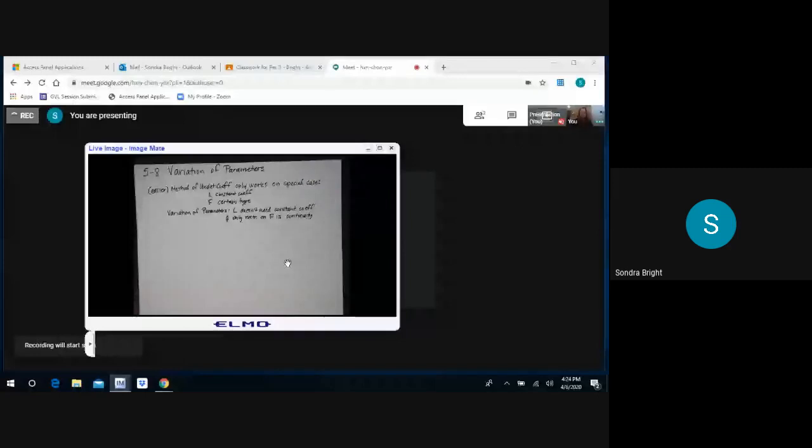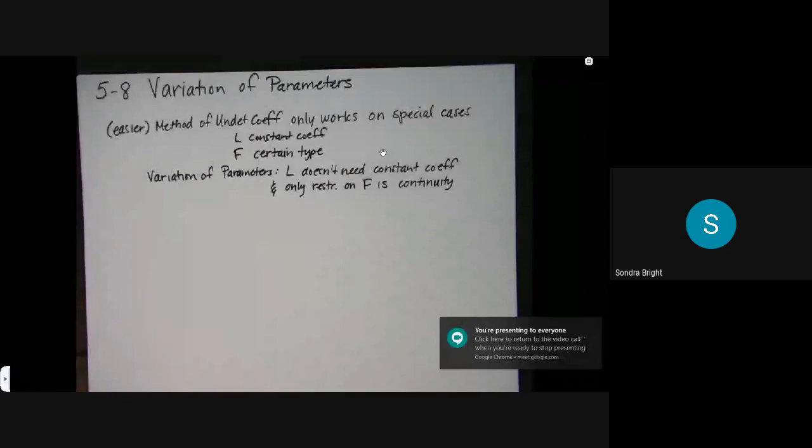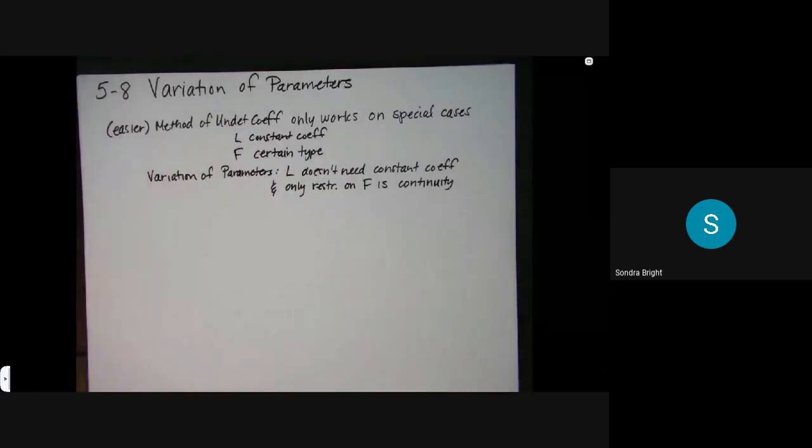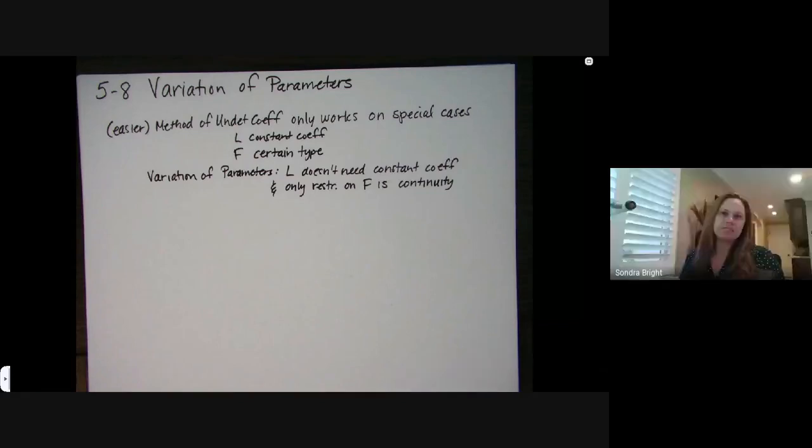All right, today we're going to talk about variation of parameters. The last lesson we did was the method of undetermined coefficients, and it's fabulous, except that it only works on special cases. First of all, your L has to be all constant coefficients, can't be any functions, and F had to be a certain type. I listed those types in that last lesson on 5.7. Variation of parameters has fewer restrictions. L doesn't need to have constant coefficients, and the only restriction on F is continuity.